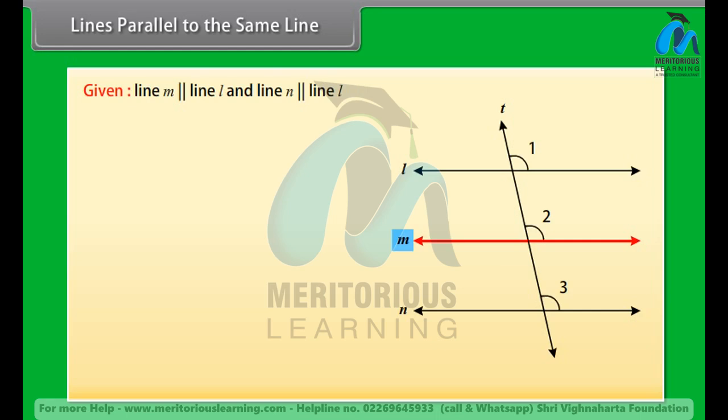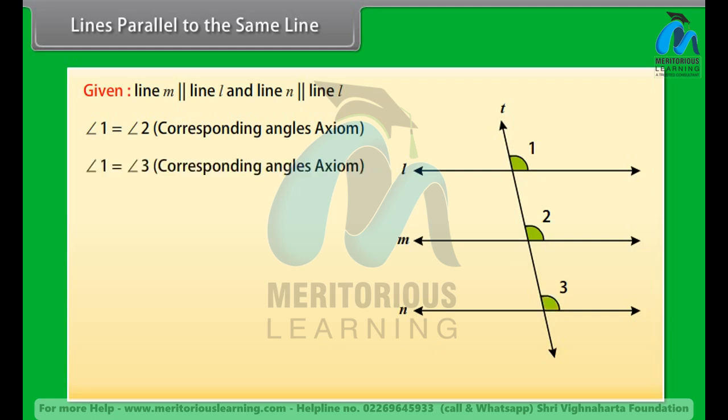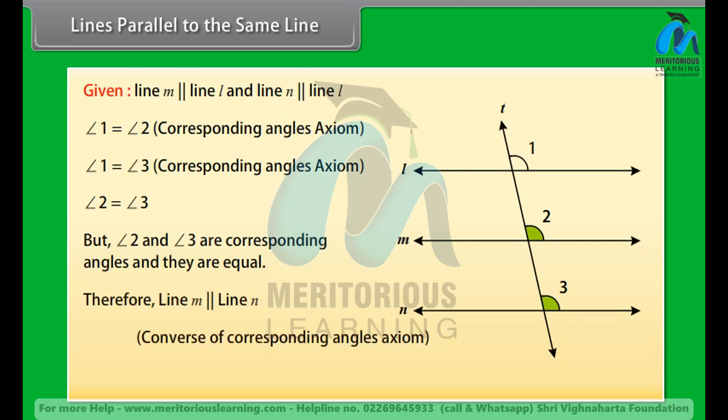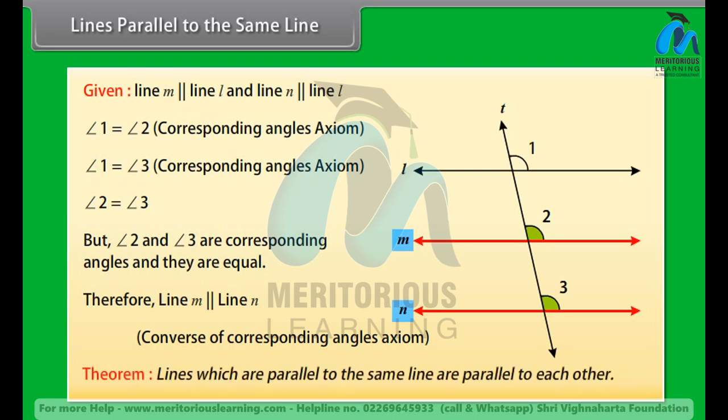It is given that line M is parallel to line L and line N is parallel to line L. Therefore, by using corresponding angles axiom, we can say that angle 1 is equal to angle 2 and angle 1 is equal to angle 3. So from these two, we can say that angle 2 is equal to angle 3. But angle 2 and angle 3 are corresponding angles and they are equal. Therefore, by using converse of corresponding angles axiom, we can say that line M is parallel to line N. And this result can also be stated in the form of a theorem. Lines which are parallel to the same lines are parallel to each other.